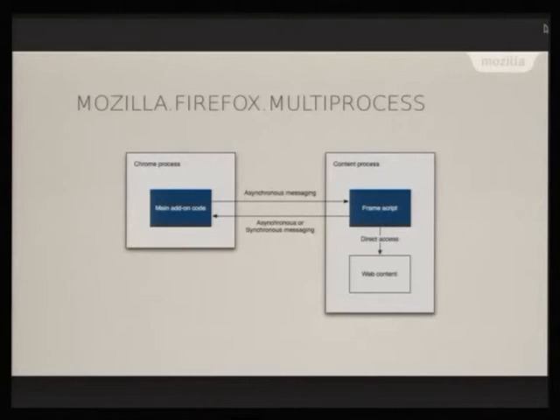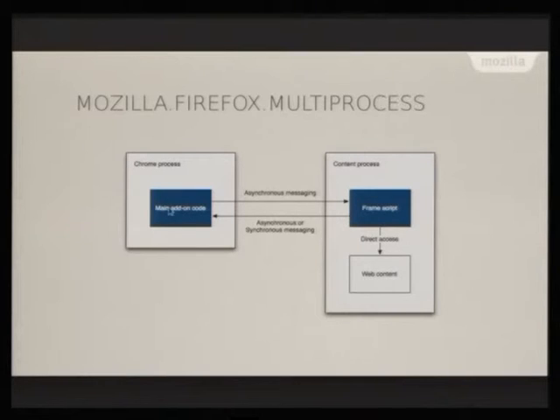The multi-process Firefox. This is, I think, the main thing in the future. As you can see, there are two processes. One process is the Chrome process. The main process is rendering the user interface and drawing the page. And there is the child process, content, which composes the web page and draws the web page to shared memory.